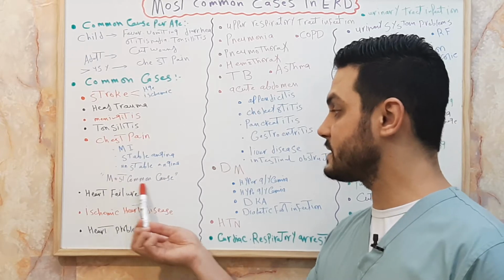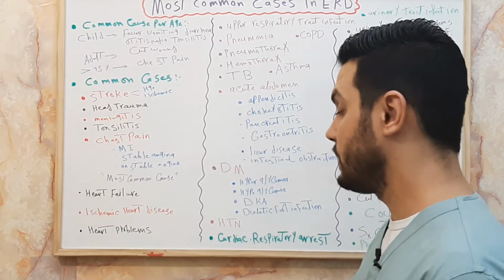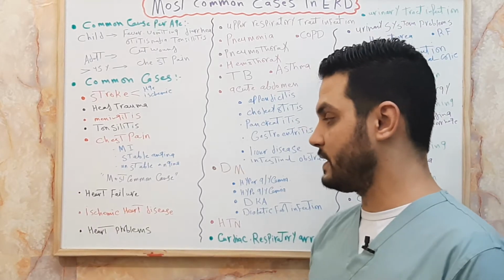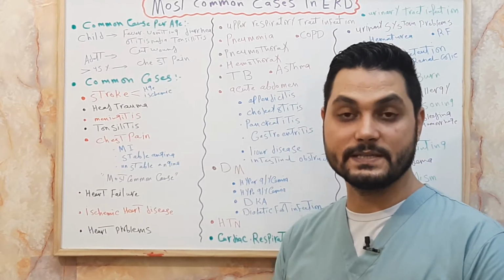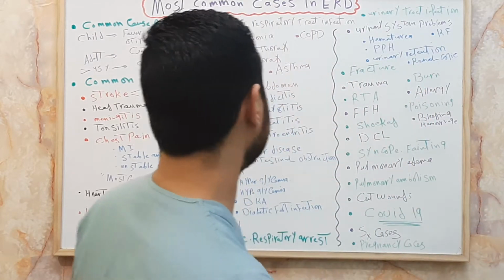Okay, and these are the most common cases that come to the ER. This is the chest pain: problems of the heart, heart failure, ischemic heart disease, valvular disease, any problem related to the heart. Okay, after that, the chest.